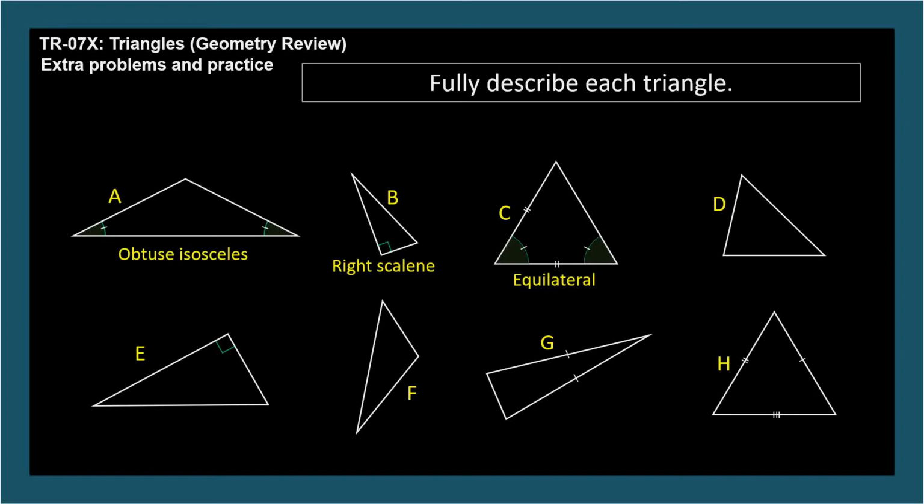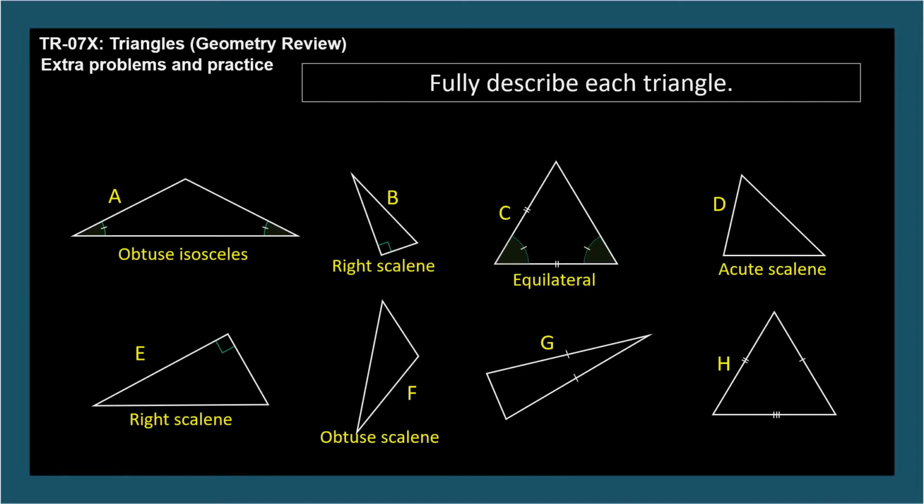Triangle D. Without any other info, we'd say this triangle is acute scalene by inspection, since all angles appear to be less than 90 degrees and the sides appear to be of different lengths. Triangle E is a right scalene triangle. Triangle F. Without any other info, we'd say this triangle is obtuse scalene by inspection, since one angle appears to be greater than 90 degrees and the sides appear to be of different lengths.